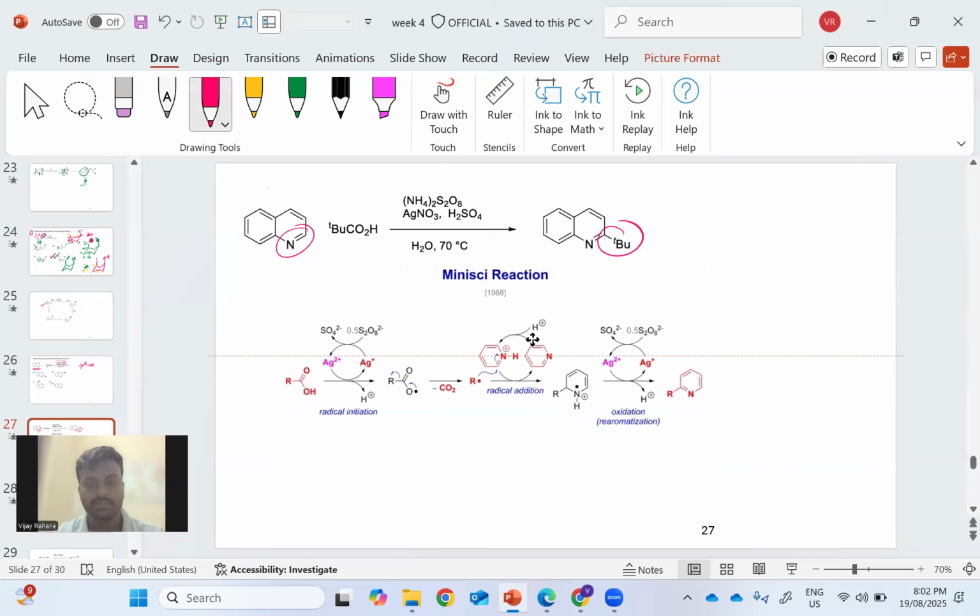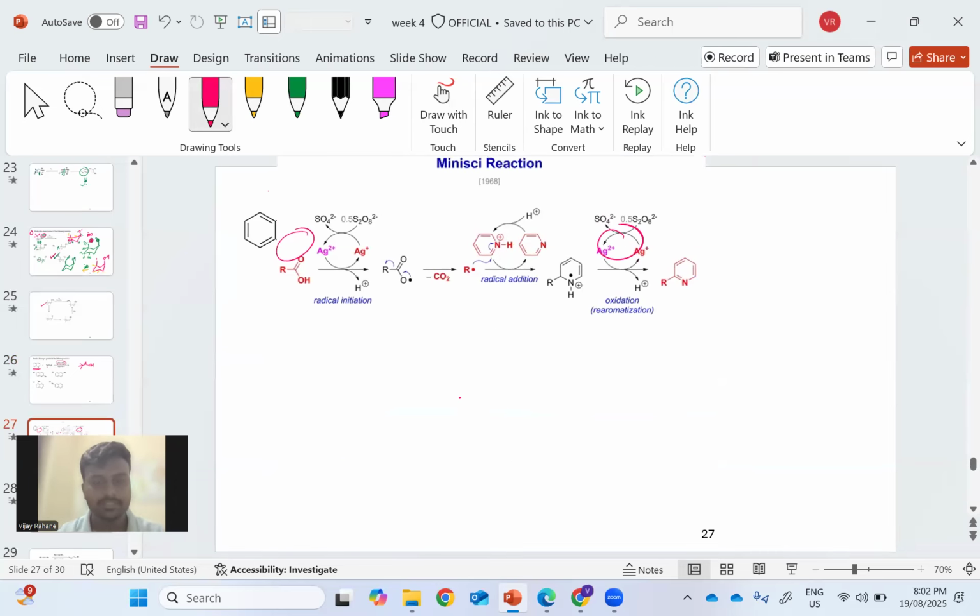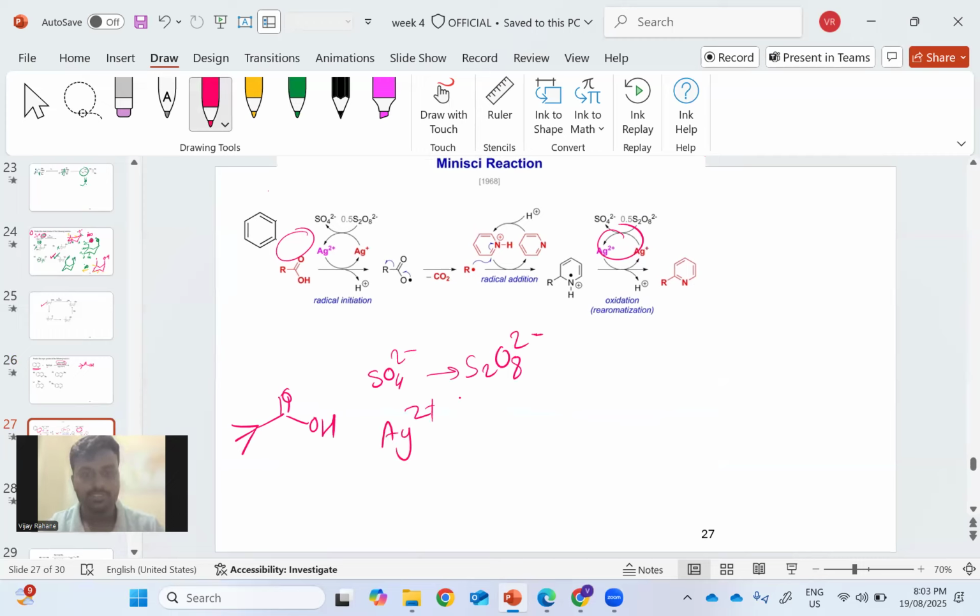So if you just look at the reaction mechanism of this reaction, what happens because of this tertiary butyl group? The radical initiation. So this is one influence of this SO4 2 minus. It gets converted to S2O8 2 minus, and this Ag 2 plus and the Ag plus. So this Ag plus is converted to Ag 2 plus, and again Ag 2 plus is converted to Ag plus by just giving the radical to the.